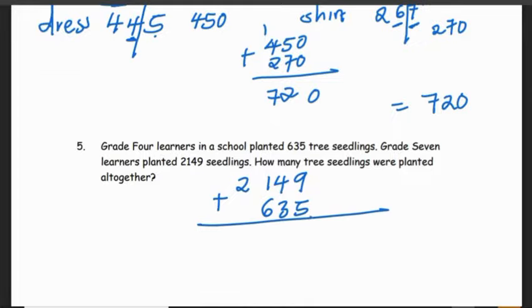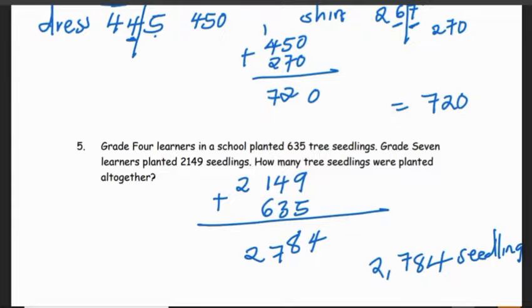So let's see what you're going to get is our answer. 9 plus 5, that is 14. We carry the 1 there, and we are going to have 5 plus 3, that is 8. 1 plus 6, that is 7. Now we have our 2. Our final answer, or the total tree seedlings we have, is 2,784 seedlings because there are many.